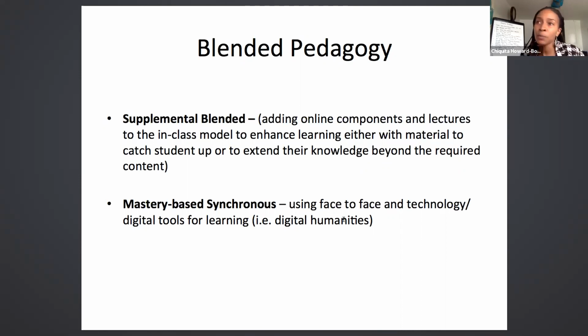Last, mastery-based synchronous. So this is an example. I don't know if you've ever heard of digital humanities. This is where you require students to use digital tools for learning. So they may use something like Timeline.js, which is a special program where they have to create a digital timeline to showcase their knowledge or their learning. Or there are ways that you have them use certain technologies to embed videos and to create websites and things like that in your class. You have students actually use technology to learn.